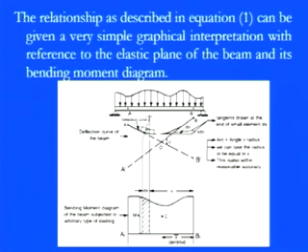But the relation which we just set up in the previous equation can be given in a much simpler graphical interpretation with reference to the elastic plane, because these are all the elastic curves or deflection curves of a beam, and its bending moment diagram is pretty simple. Our main focus is that once you have a deflection, how it is incorporated in terms of the bending moment diagram. So here again we have a simple case: a simply supported beam at the two extreme corners, with this kind of non-uniform loading.